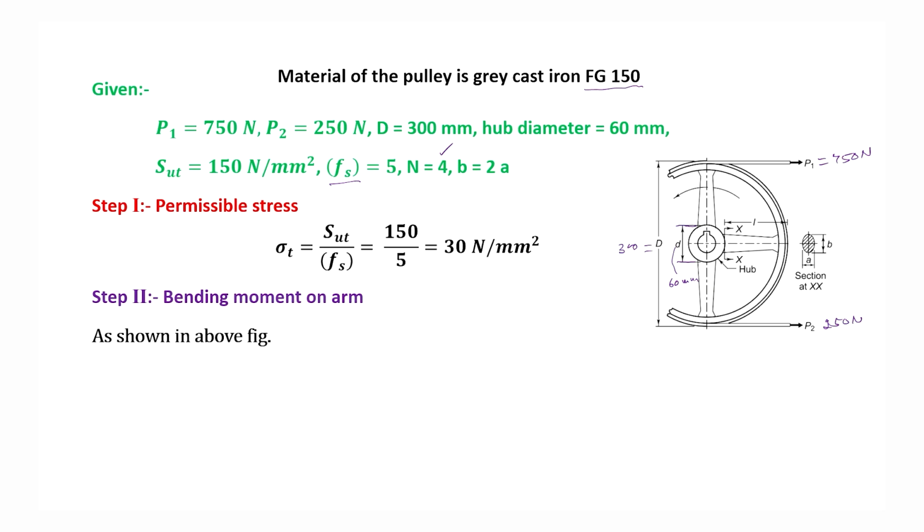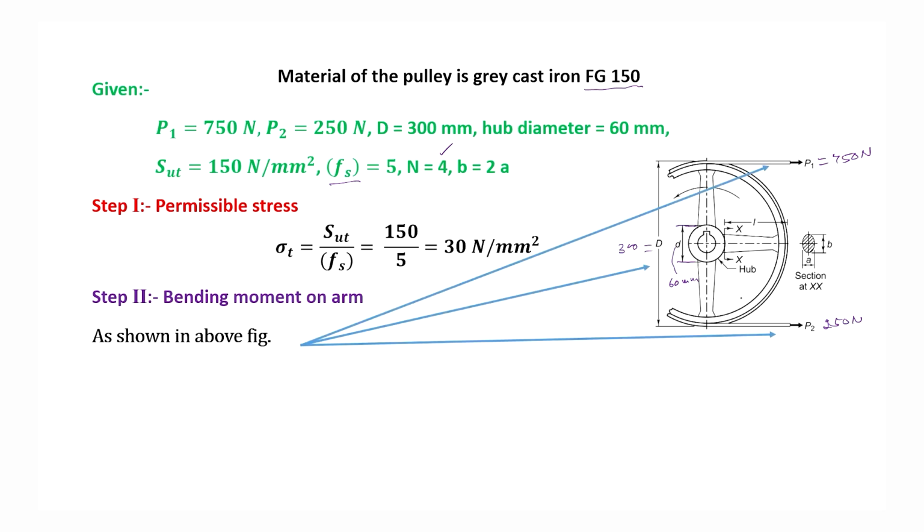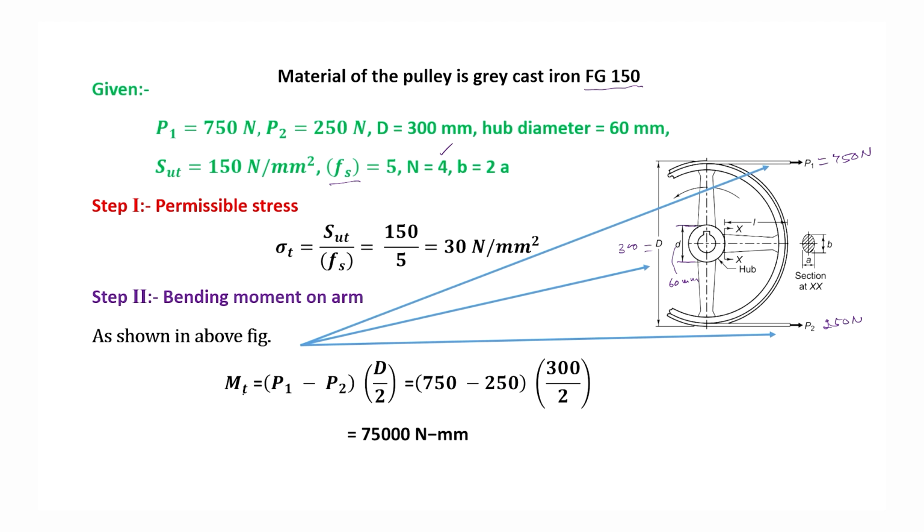Bending moment on the arm, as shown in the figure: this torque Mt is (P1 minus P2) multiplied by capital D divided by 2. Substituting P1, P2 and D, we obtain the torque which will act on these, equal to 75,000 Newton mm. So this torque is actually Mt, and it is equal to this value.